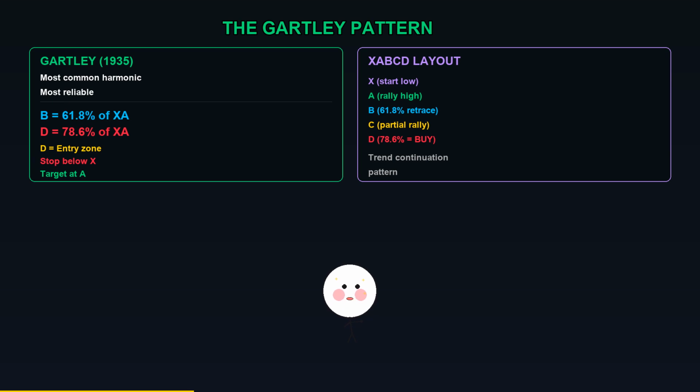The Gartley pattern, discovered by H.M. Gartley in 1935. It is the most common and most reliable harmonic pattern. The rules are precise. B must retrace to 61.8% of the XA leg. Not 50%, not 70%, 61.8. D must complete at 78.6% of XA. That is your entry zone. The Gartley is a trend continuation pattern. In a bullish Gartley, you are buying at the D point, expecting price to reverse and move back toward the A level. The beauty is that the stop loss is tight, below X, and the target is clear, back to A.